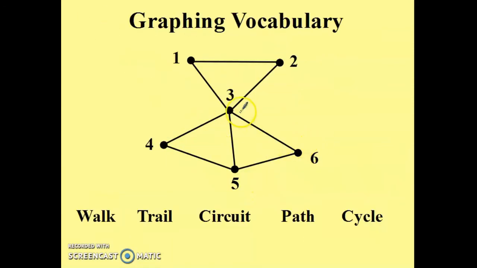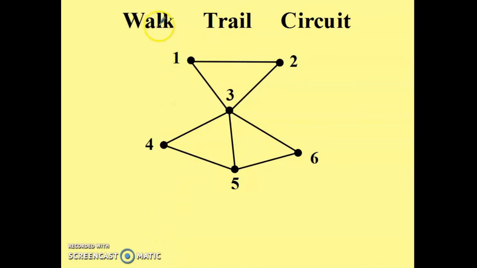So these next couple of slides, you have 6 vertices in this little graph. I want to go over the vocabulary: walk, trail, circuit, path, and cycle. Now, the walk and trail we won't use as much as the circuit, and then the path and the cycle we use. So walk.